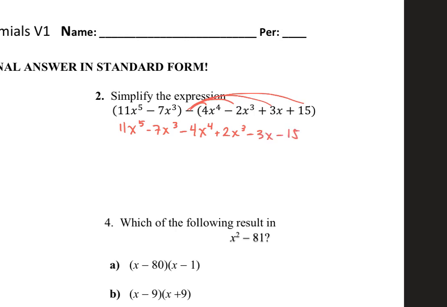Now we can go ahead and combine like terms like we did in the previous. So starting with the highest degree exponent, we have 11x to the fifth. And then the next term is x to the fourth. So we have negative 4x to the fourth. And then we have our x cubed terms. So we have negative 7 and positive 2. So that's negative 5x cubed. And then we have our x term. So negative 3x. And lastly, we have our constant term, which is minus 15.